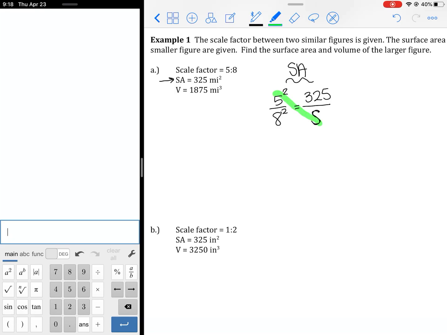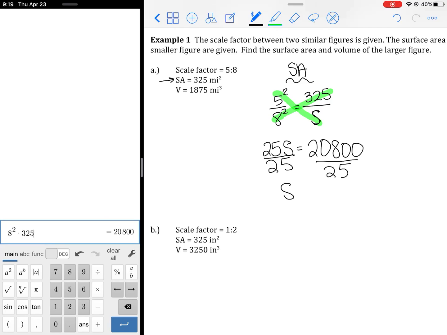So I'm going to do 5 squared times s. Let's go and simplify that. 5 squared is 25, so I'm going to say 25s equals, and then I'm going to do the other cross product. That's 8 squared times 325. So 8 squared times 325 is 20,800. And I need to find the surface area. Right now it's being multiplied by 25, so I'm going to divide both sides by 25. And I get that s equals 20,800 divided by 25, which is 832.